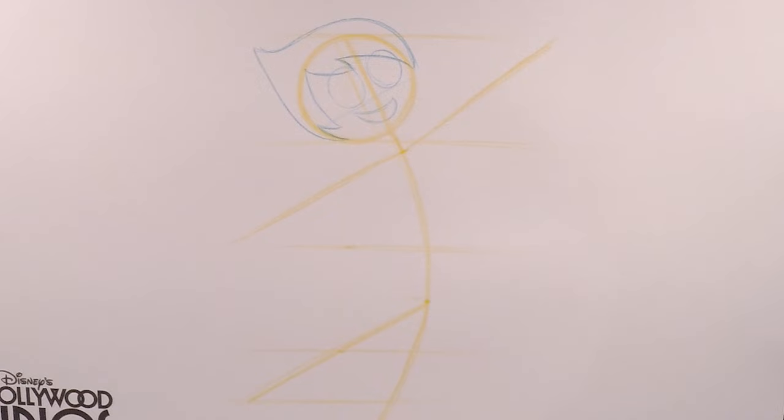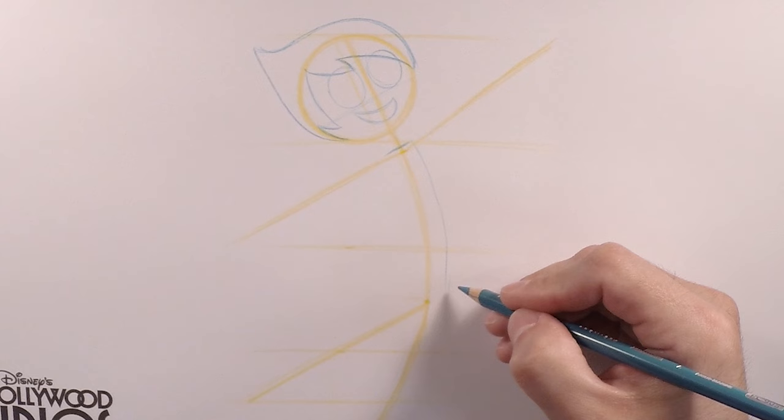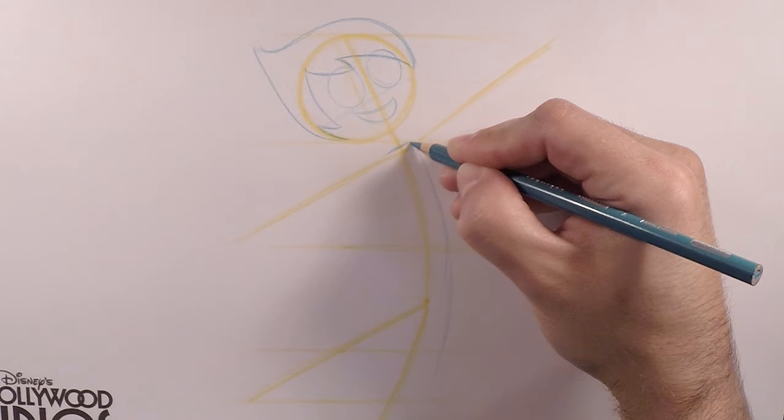For the rest of her body, we're going to add her dress. And she wears this beautiful sparkle-filled dress. So we're going to make it a little bit bigger than our stick figure. So we're going to follow the curve of her body all the way down just below her hip. So we're basically drawing that same curve a little bit bigger.